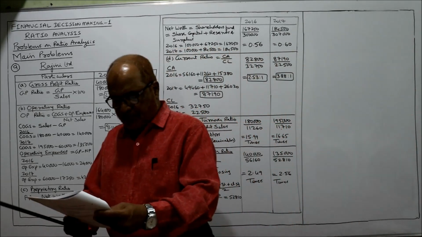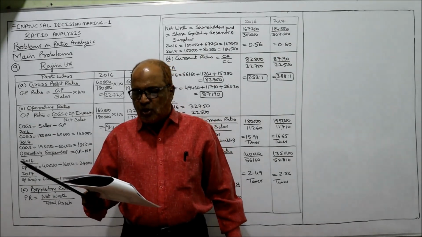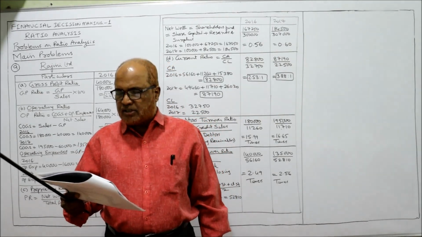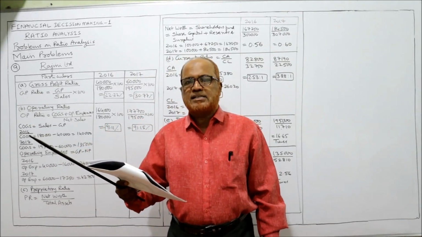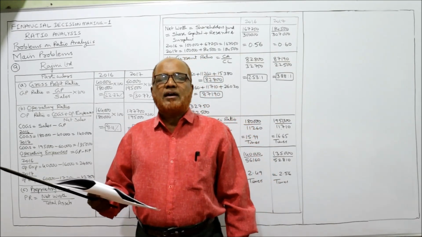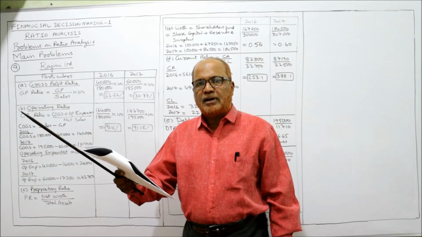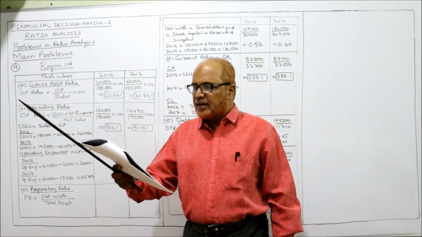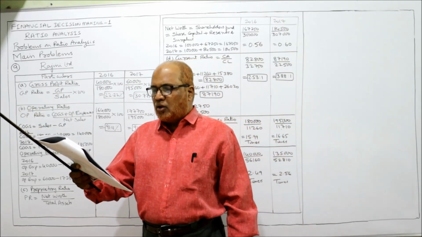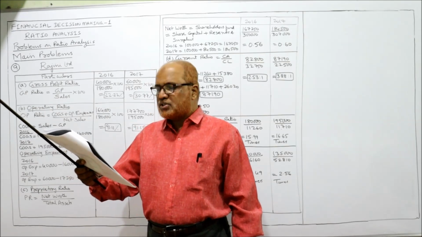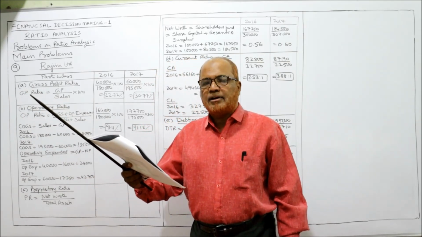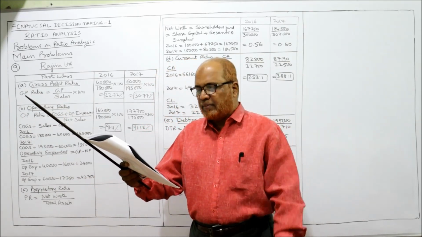Now, see the 9th one. The following information is obtained from the books of Rajni Limited for the year ended 31st December 2016-2017. So we are given 2 years balance sheet. Particulars: equity and liabilities, shareholders fund, share capital, reserves and surplus. Then non-current liability, 6% debentures. Current liability, trade payable, only one current liability.